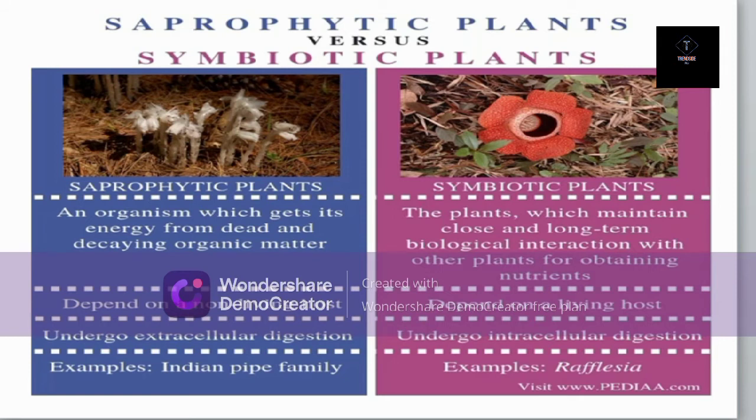The saprophytic plants depend on a non-living host, and the symbiotic plants depend on a living host. Saprophytic plants undergo extracellular digestion, whereas symbiotic plants undergo intercellular digestion. So the saprophytic plant examples are the Indian pine family, and an example of a symbiotic plant is Rafflesia.